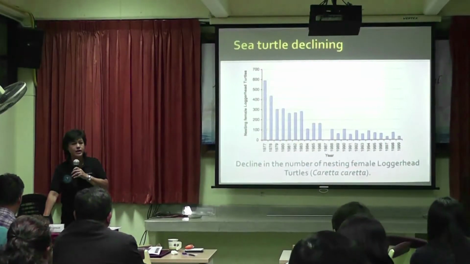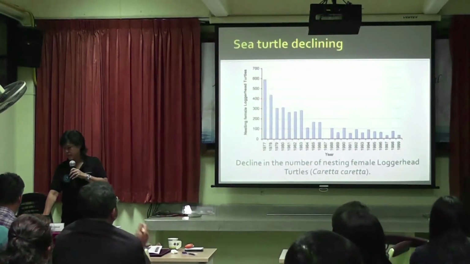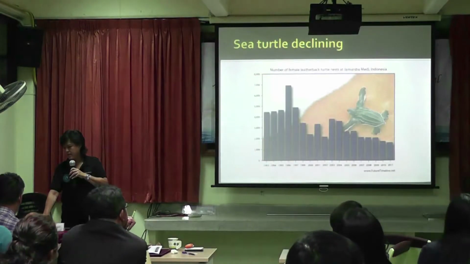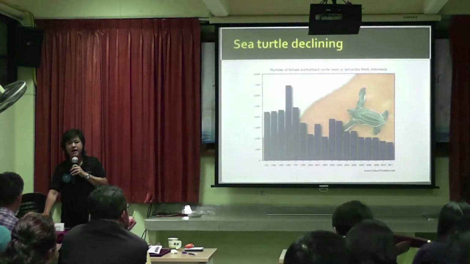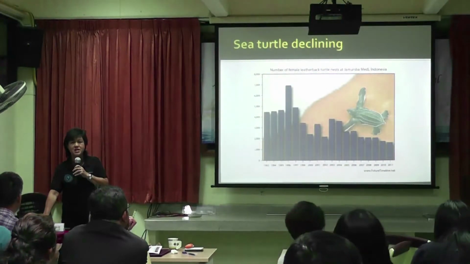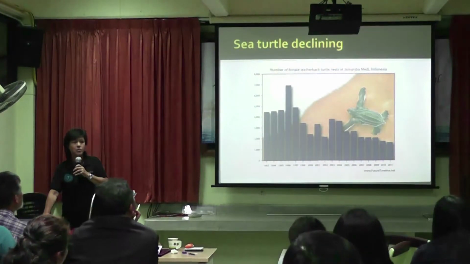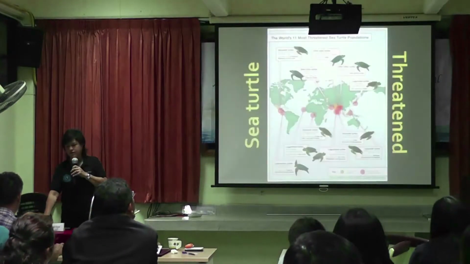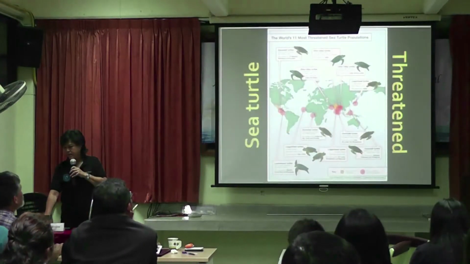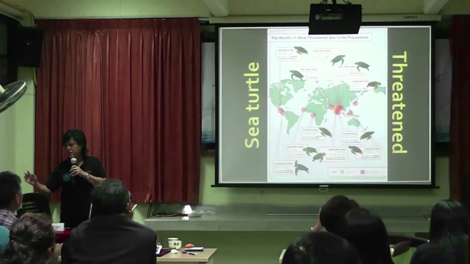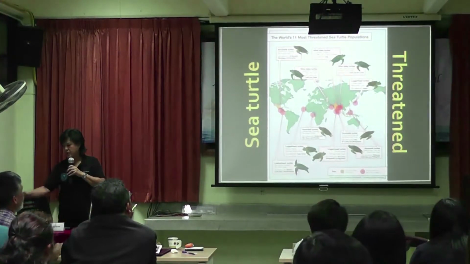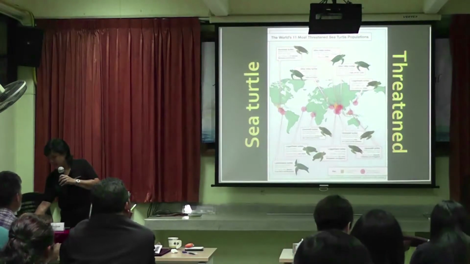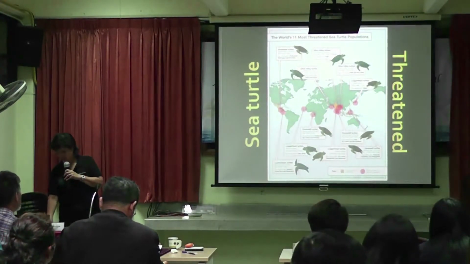That's why we are here today actually, because of these numbers. This is a loggerhead. And this is in Indonesia, the leatherback. I think in Thailand it's even worse than this for leatherback. We almost see none in Thailand, very rarely. So this is a nice picture to tell that the world's 11 most threatened sea turtle populations are, of course, around us, around here.